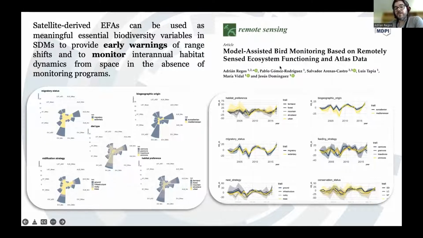The limitation of this study was that we didn't have data to test the predictions. We based the accuracy of our models only on cross-validation. So it could be interesting in the future to test the projections to see how our projections can support monitoring, especially in areas where there is no in situ monitoring program.